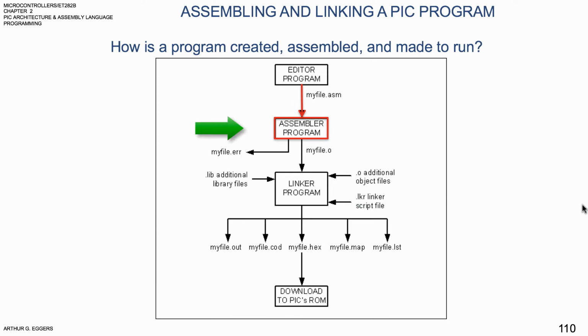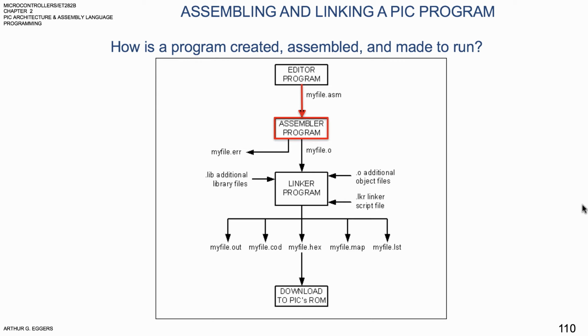So we started with the editor program, now we're looking at the assembler program. The ASM source file containing the program code created in step 1 is fed to the PIC assembler. The assembler converts the instructions into machine code. The assembler will produce an object file and an error file.